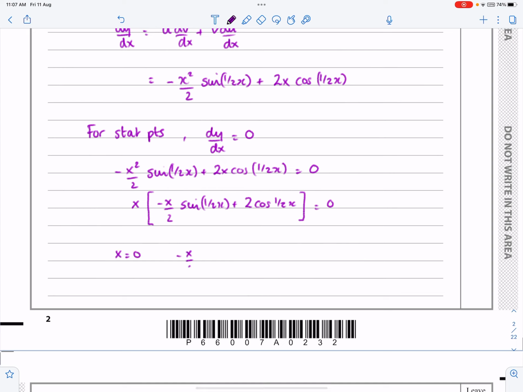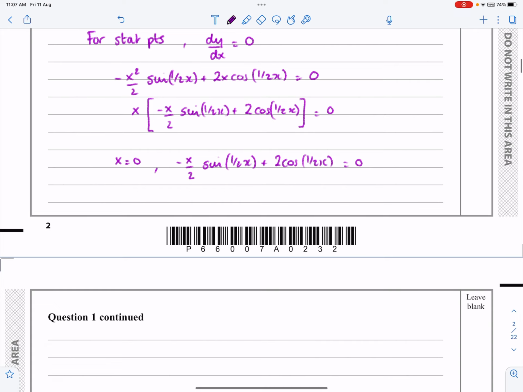So we either get x equals 0, which we know isn't what we want, or this other bit here, minus x over 2 sine a half x plus 2 cos a half x equals 0. So it's not the left-hand one, it's going to be the right-hand one then, and we need to try and solve this now.